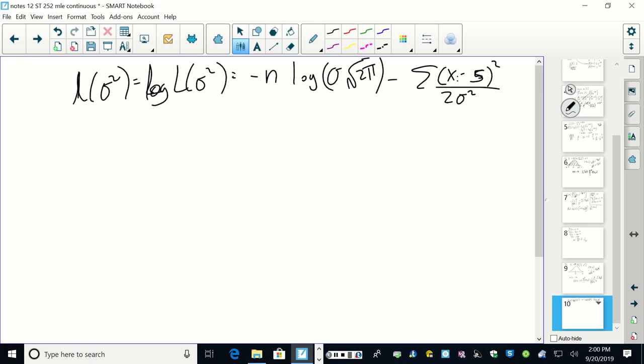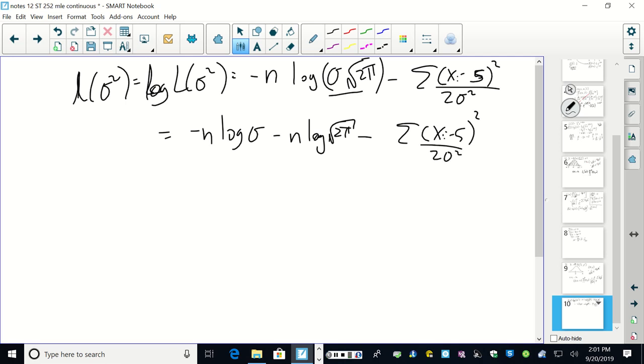And this might be split up to negative n log sigma, and it's a log of a product, right? So then you'd have negative n log square root of 2 pi. The log of that is the log of the first one plus the log of the second one, but there's this negative n that applies to both, so it's in there. And then this thing over 2 sigma squared. So we'll take the derivative. Now this one is, is it sigma or sigma squared? And let's just, it works either way.